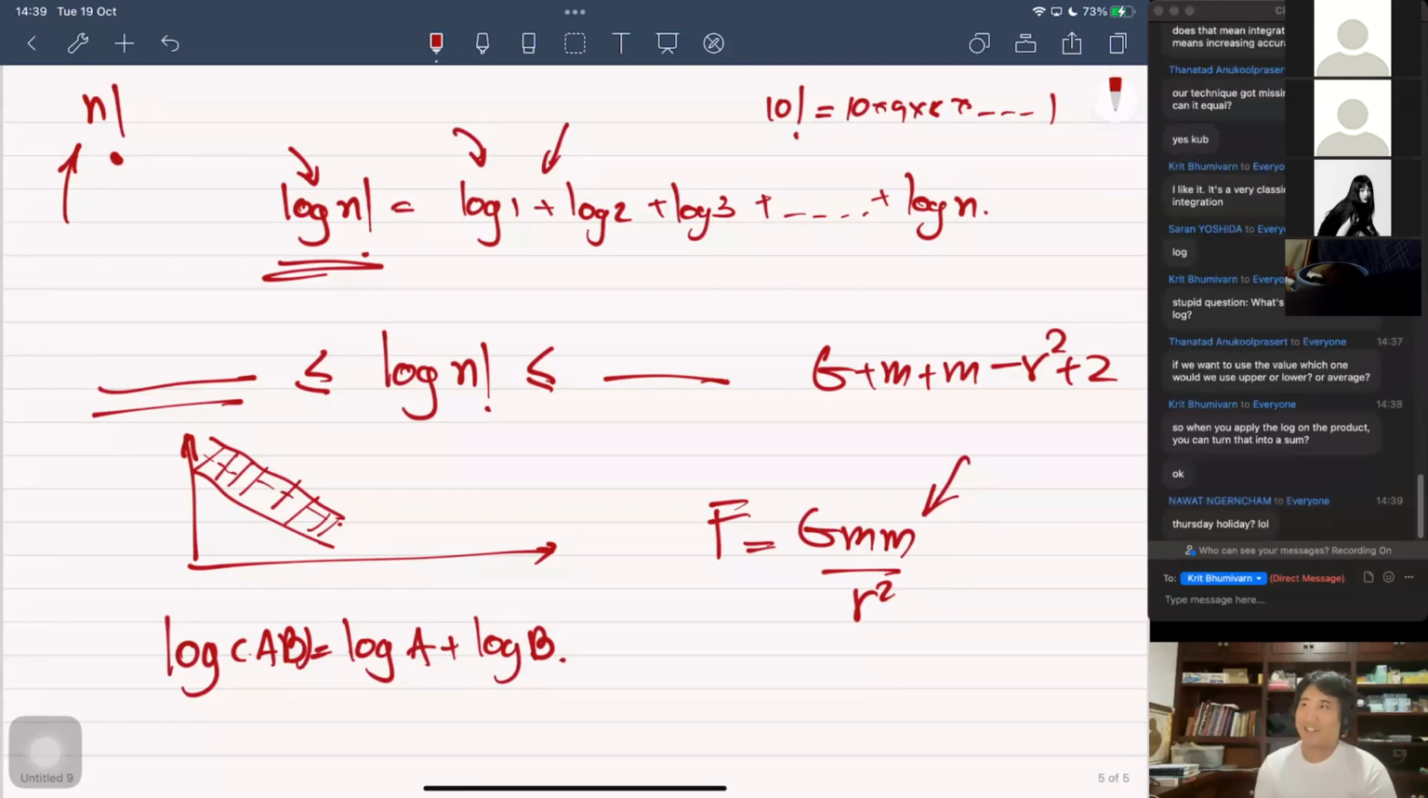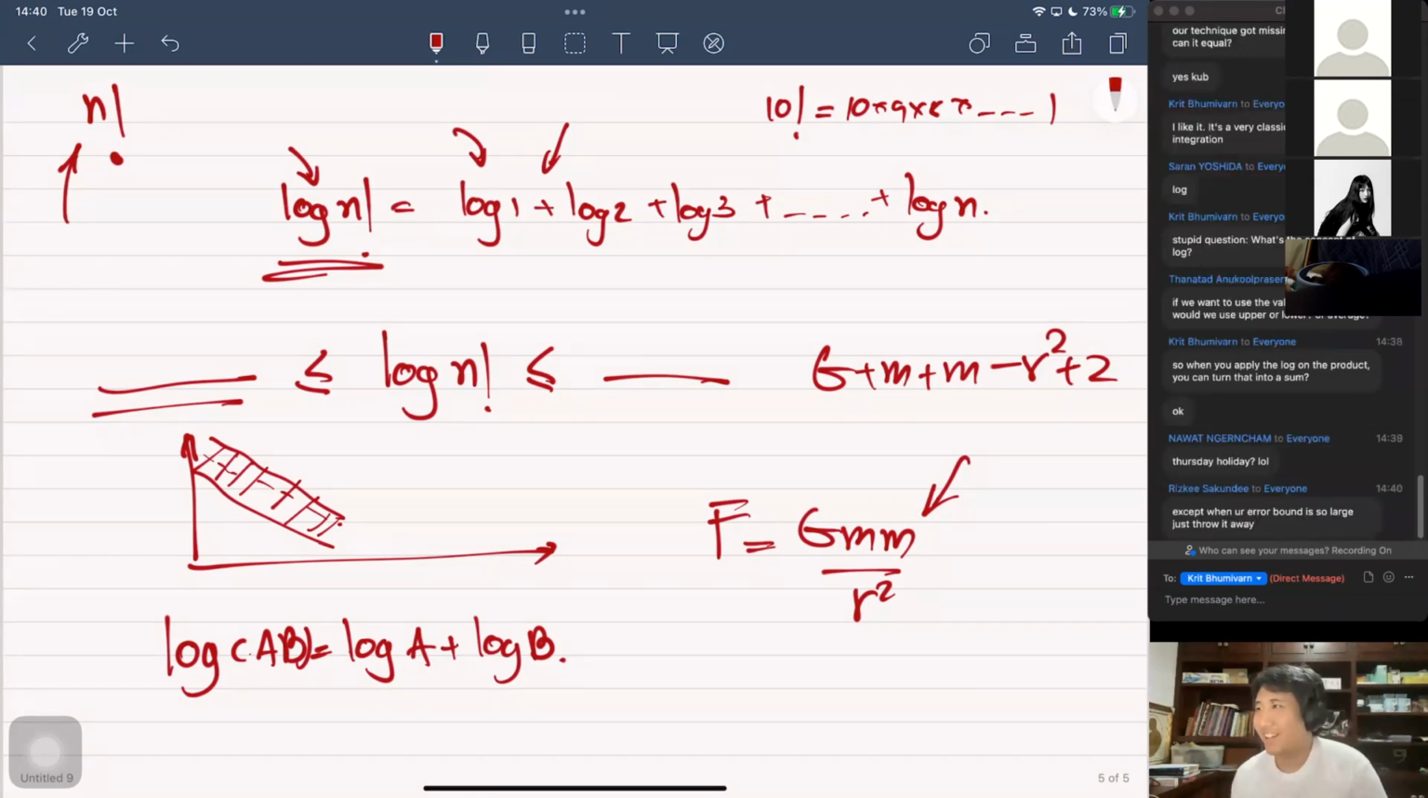I think that answers your question, Thanakat. Thursday is not a holiday, but Friday is. Wait, it's Thursday. They wanted to make it a holiday, and I say it's not a holiday, so we're going to have class on Thursday. Whatever they said.